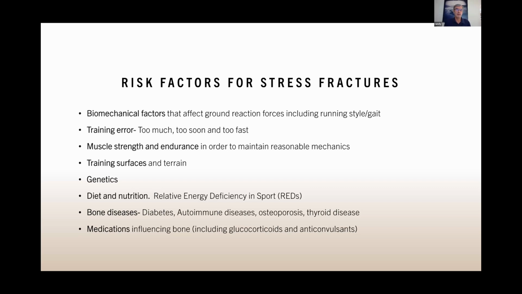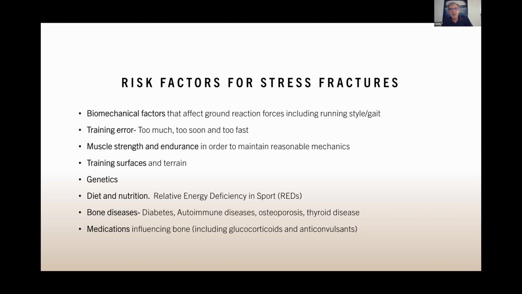If you don't have the muscle strength, training surfaces or terrain, potentially. If you're running on really hard surfaces, it potentially might be more load than if you're running on softer surfaces, or running downhill frequently. Genetics, there are some genetic situations where you would be at a higher risk for bone stress injuries as well. Diet and nutrition, we'll talk briefly about relative energy deficiency in sports, or REDS.